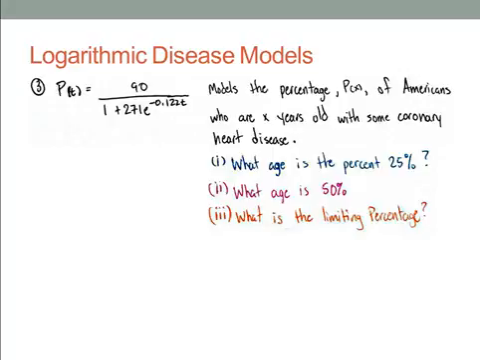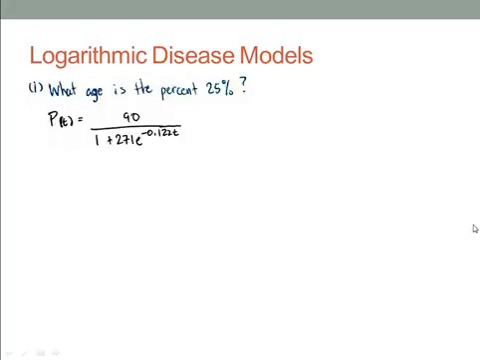So, three-part question. This is going to wrap us up and take us home here. What age is the percent 25? The second part is, what age is it 50%? And then I want to know the limiting percentage. Okay, each of these bit by bit. What age is the percent 25%? So I'm going to actually substitute and say 25 is the p of t.